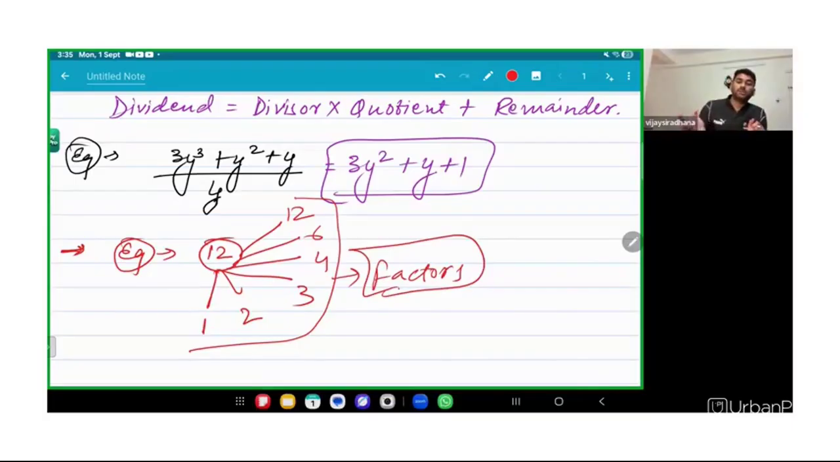And what do you mean by the multiple? 12 is a multiple of 1, 12 is a multiple of 2, 12 is a multiple of 3. So this 12 is the multiple.